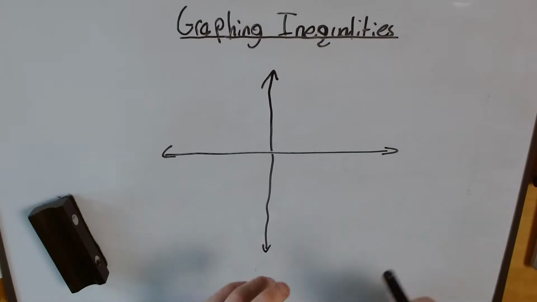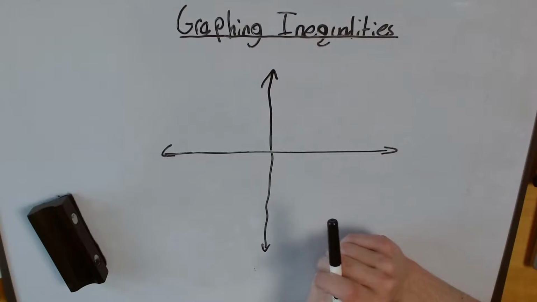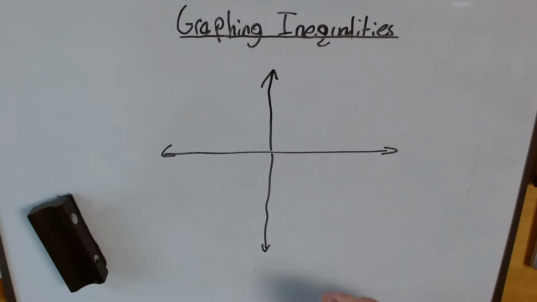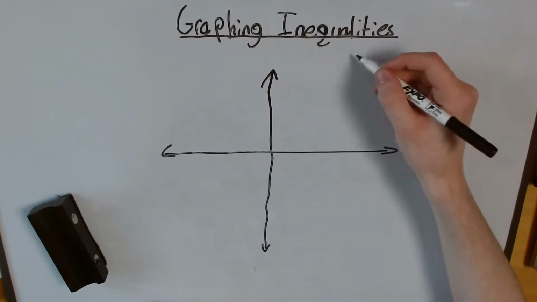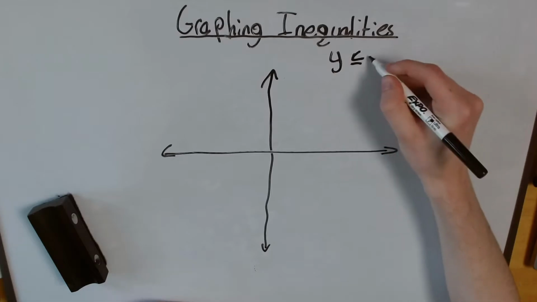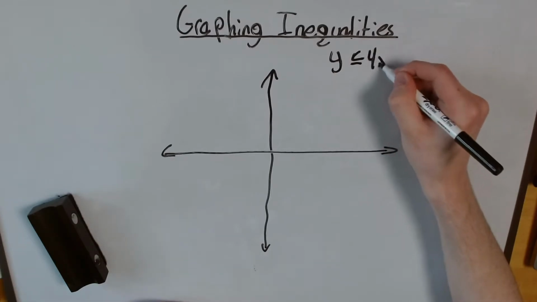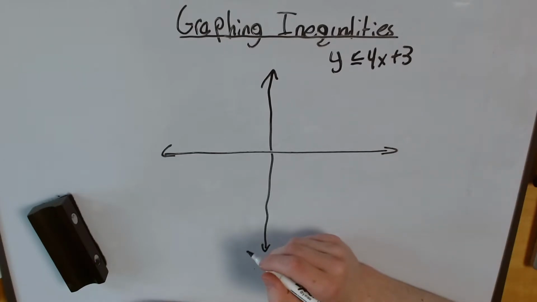Hi, today we'll be going over how to graph inequalities. By now you're probably used to graphing single linear equations, right? You're used to slope-intercept form, y equals mx plus b, right? But what do you do when you get something like this? y is less than or equal to 4x plus 3. What are you going to do there?